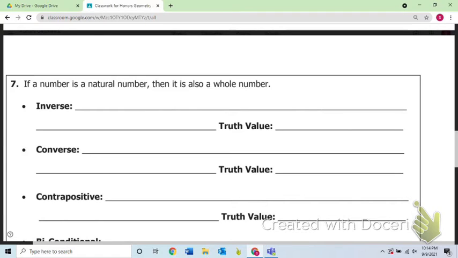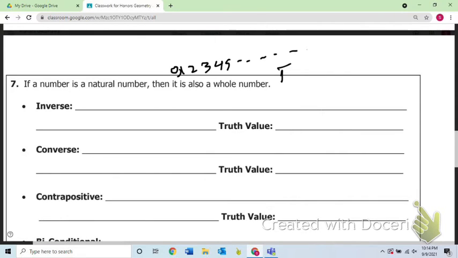So remember we talked about inverse, converse, contrapositive, and biconditionals. So here, I forgot to do the biconditional on this one, so I'm going to say it. I'm not actually going to write it down. So if a number is a natural number, then it is a whole number. Well, first we need to define natural number and whole number. A whole number, this is true. So whole numbers are counting numbers. 1, 2, 3, 4, 5, 6, 7, 8, 10 billion, 30 trillion, whatever. And 0. So 0 is considered a whole number.